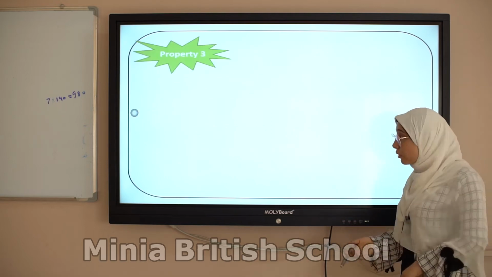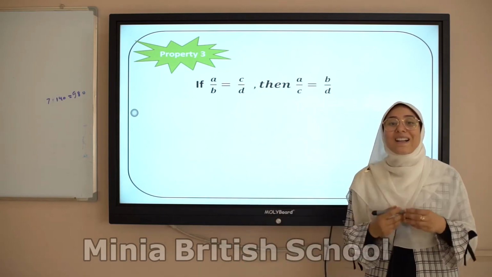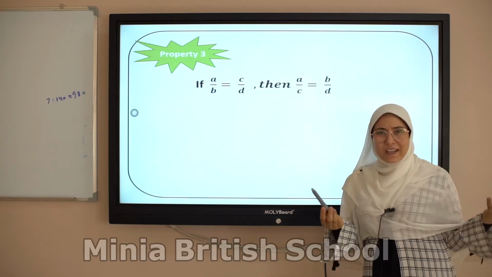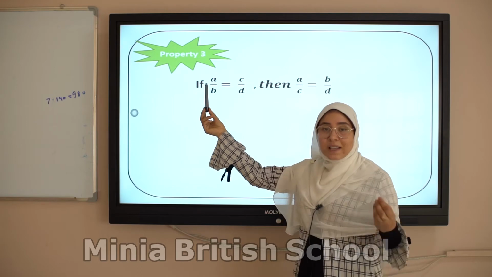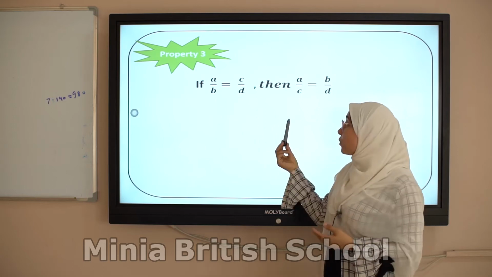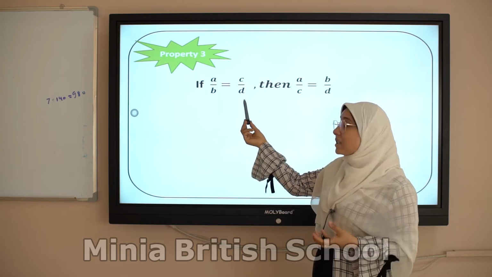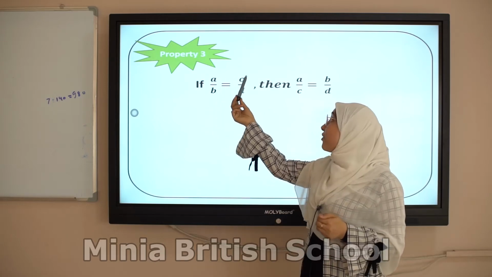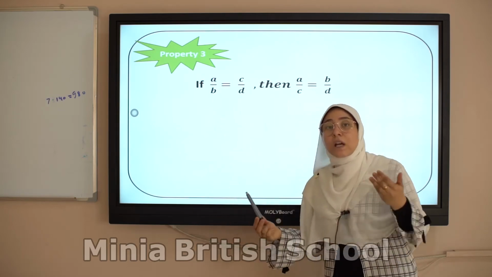Property number 3 talks about what? If a over p equals c over d, okay? Then a over c equals p over d, okay? How? You can put the first antecedent in the first ratio over the antecedent in the second ratio equals the first consequent in the first ratio to the consequent in the second ratio. Again, antecedent in the first ratio over the antecedent in the second ratio equals consequent in the first ratio to the consequent of the second ratio.